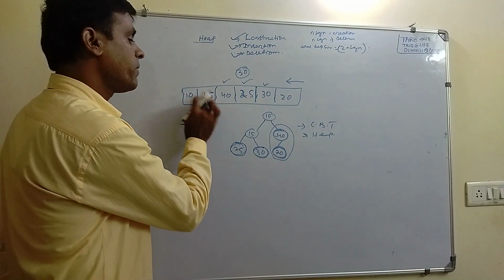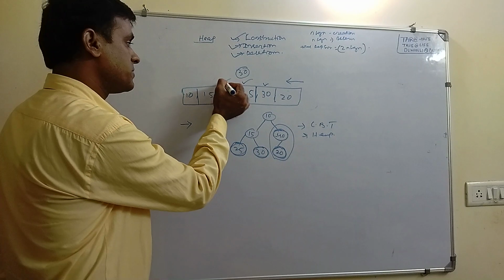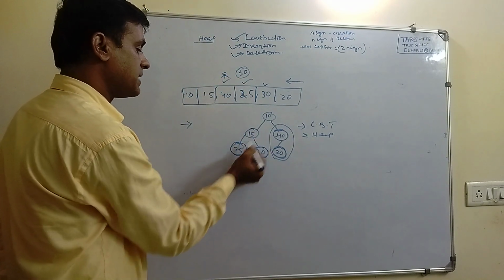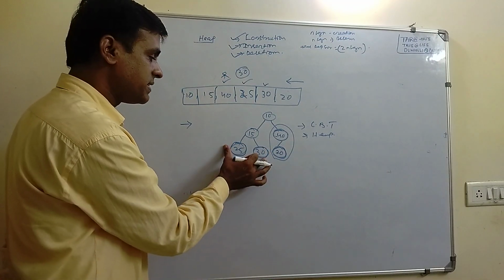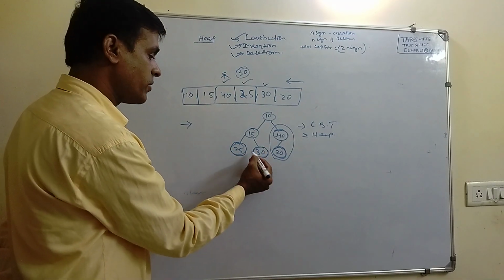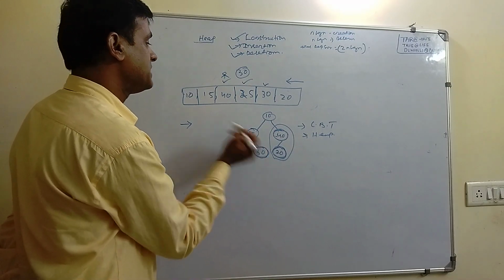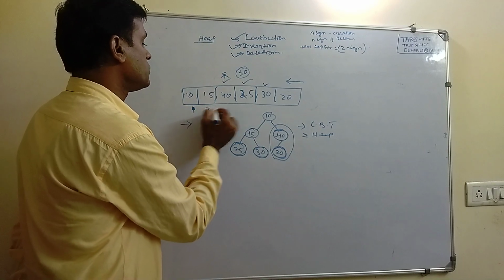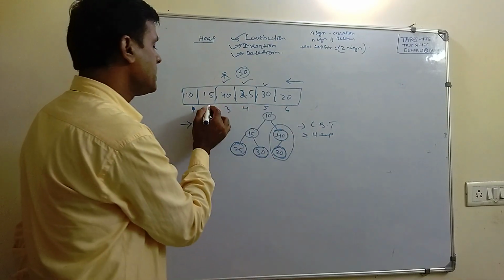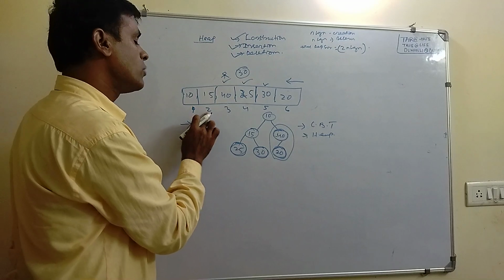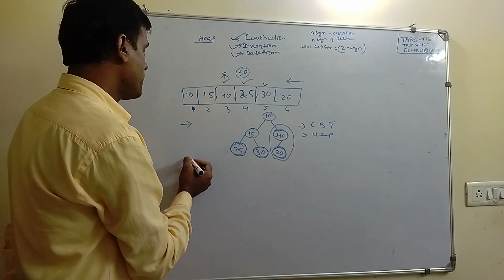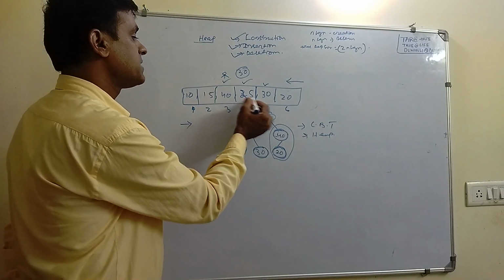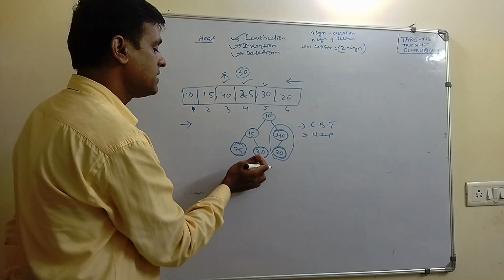Yes. Now you will go for 15. 15 has the children 25 and 30. Is it a max heap? No, it is not a max heap. So what do you have to do? You have to compare its children. 15 is in which place? This is 1, this is 2, 3, 4, 5, 6. 15 is in 2nd place. So its children will be at 2i and 2i plus 1. 2i means 4th place and 2i plus 1 means 5th place. Who is there? 25 and 30.